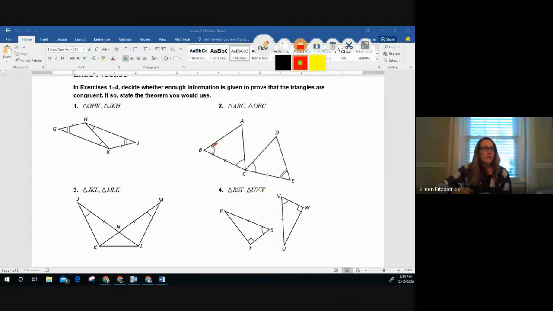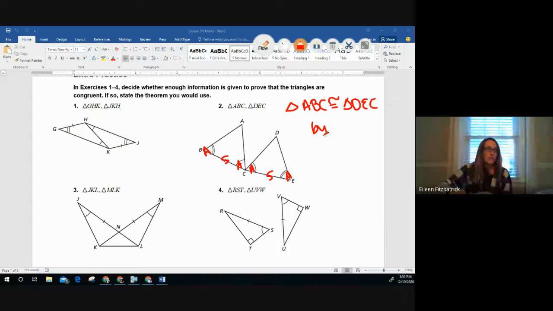We want to know, is there enough information to prove triangle ABC is congruent to DEC? Look at the markings. It looks like we have an angle and an angle, a side and a side, an included side, an angle and an angle. So I would say yes, triangle ABC is congruent to triangle DEC by angle, side, angle.